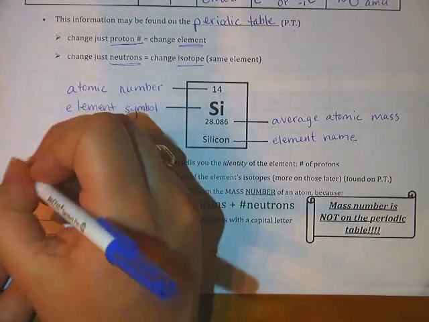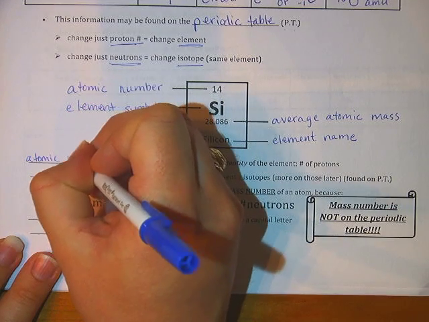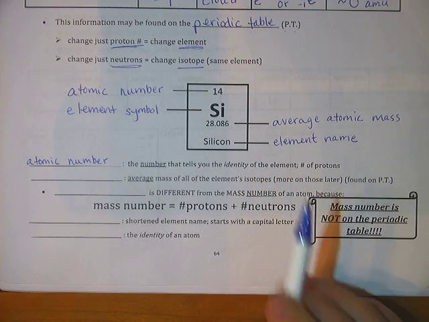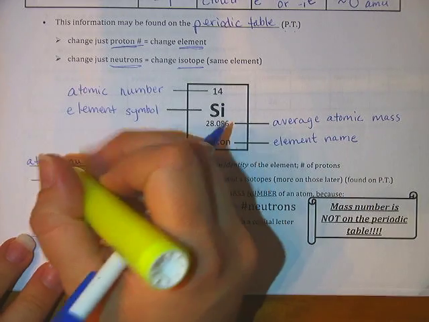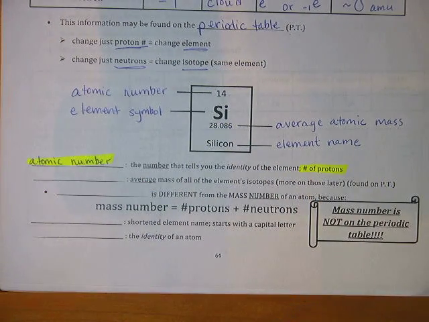The atomic number is a number that tells you the identity of the element. It is your number of protons. That's really important, that the atomic number is your number of protons.